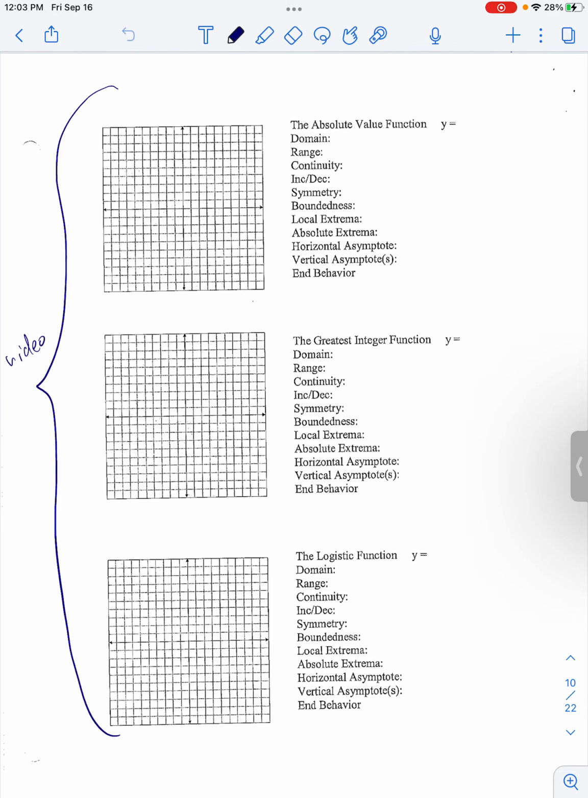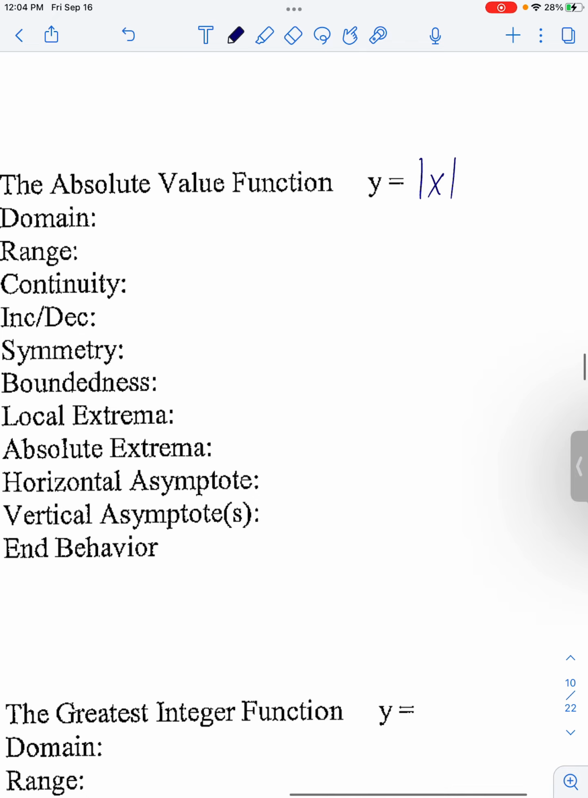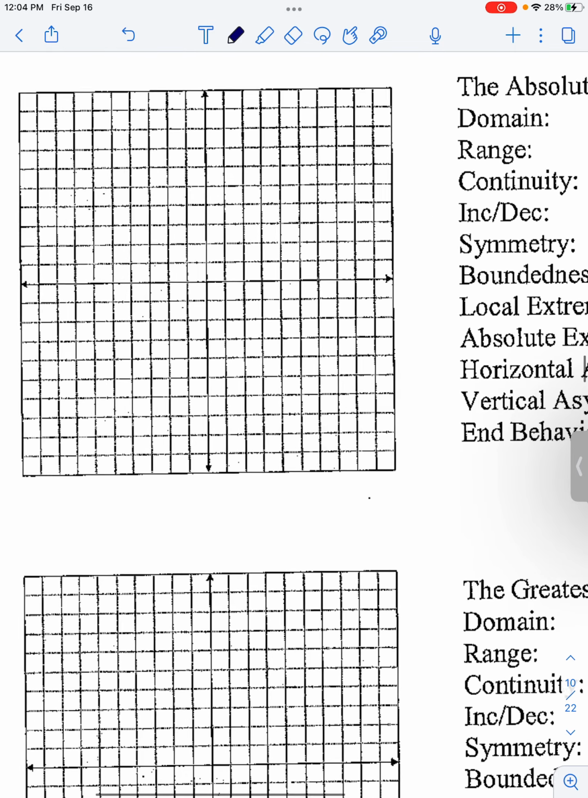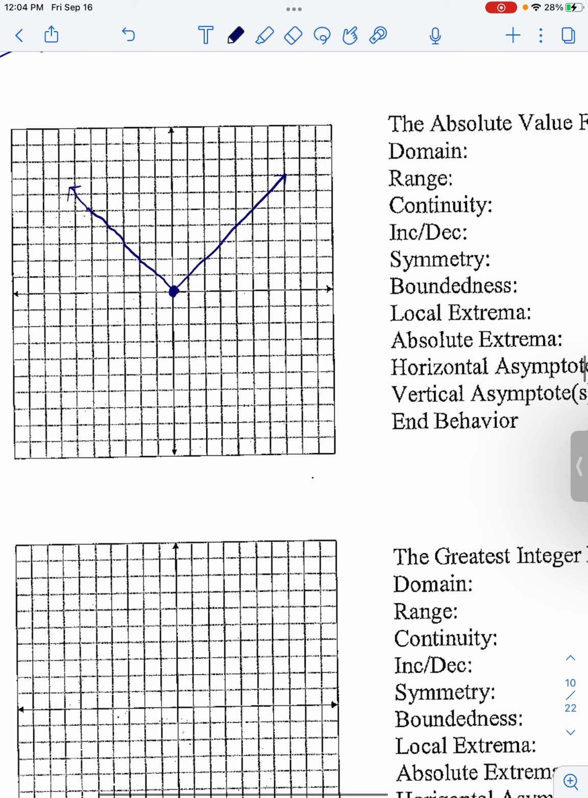So this first function we're going to fill out is the absolute value function, y equals the absolute value of x. Okay, we've seen this a lot already. We put our vertex here at the origin, 0, 0. We draw a line here with a positive slope of 1, and then a line here with a negative slope, negative 1, sorry. Slope of negative 1, okay? Looks like that, just like a V.